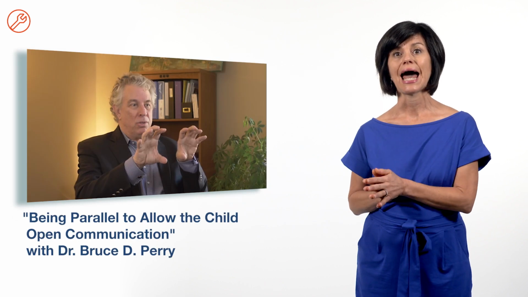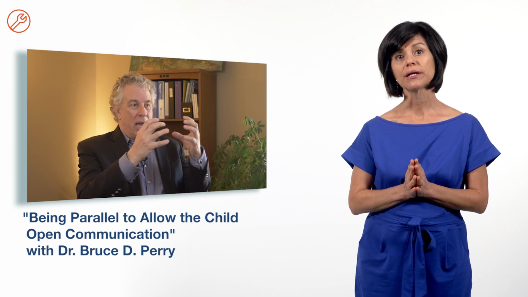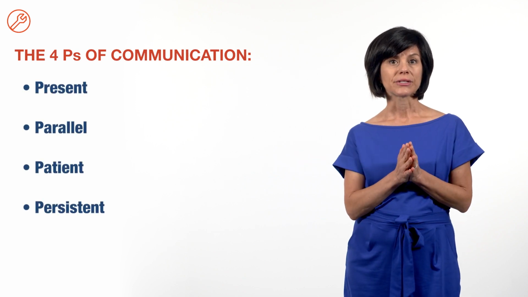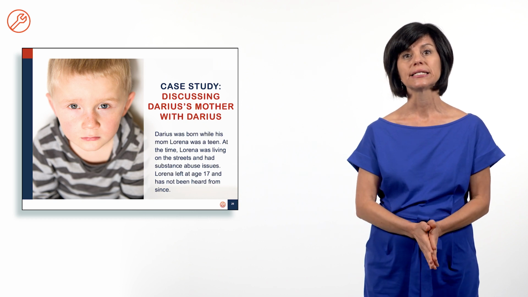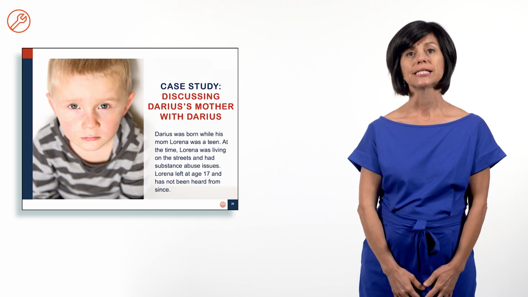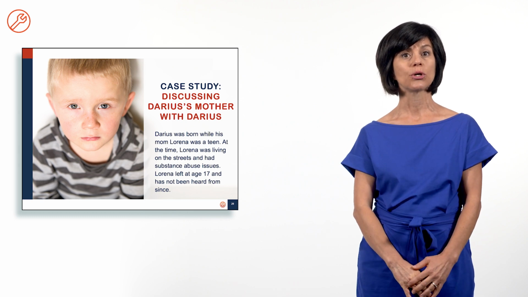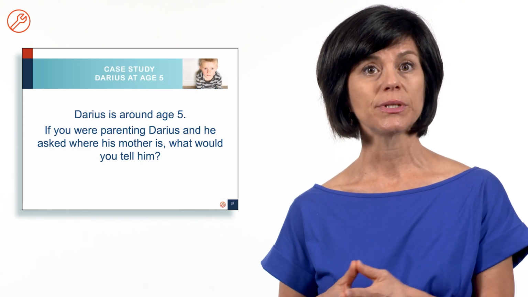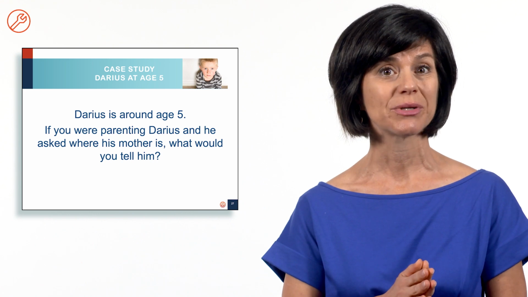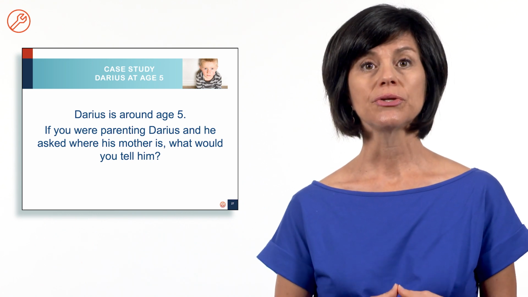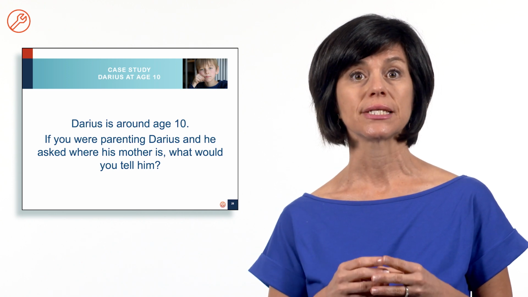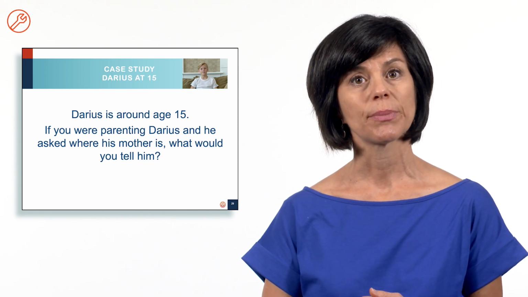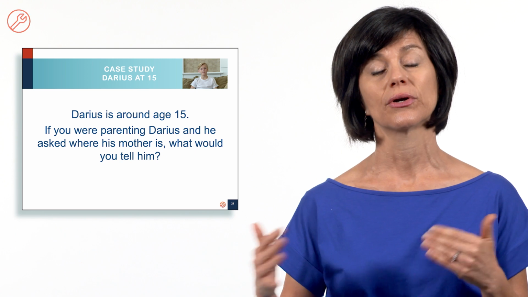Then you'll delve further into the how and when of talking with children by showing a video with Bruce Perry as he talks about the 4 Ps of communicating. The last section is where you'll spend a bulk of class time on an activity called the Darius Case Study, where participants get a chance to think about talking with a child as he grows about questions he has about his mother. For this activity, you'll read a vignette and have participants use a handout to choose what they might say to a child if he asks about his mother. You'll do the activity with Darius at 3 different age ranges to demonstrate how to fill the story out over time. This will give you the chance to educate participants about when and why children need more or less information.